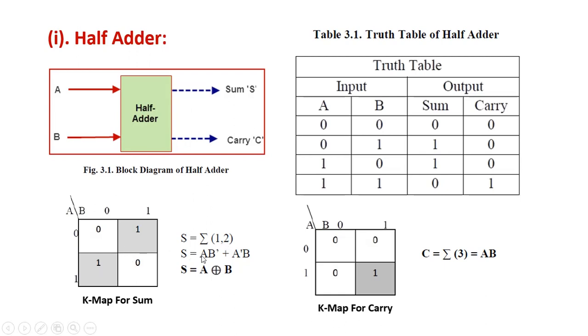So for sum we are getting min terms 1 and 2. Grouping is not possible here, so we will expand these: A B bar or A bar B, and this is nothing but XOR gate, so sum will be equal to A XOR B. Similarly for carry, there is carry generation only for this condition, A 1 B 1, so carry can be written as AB. So we have obtained the expression for sum and carry.